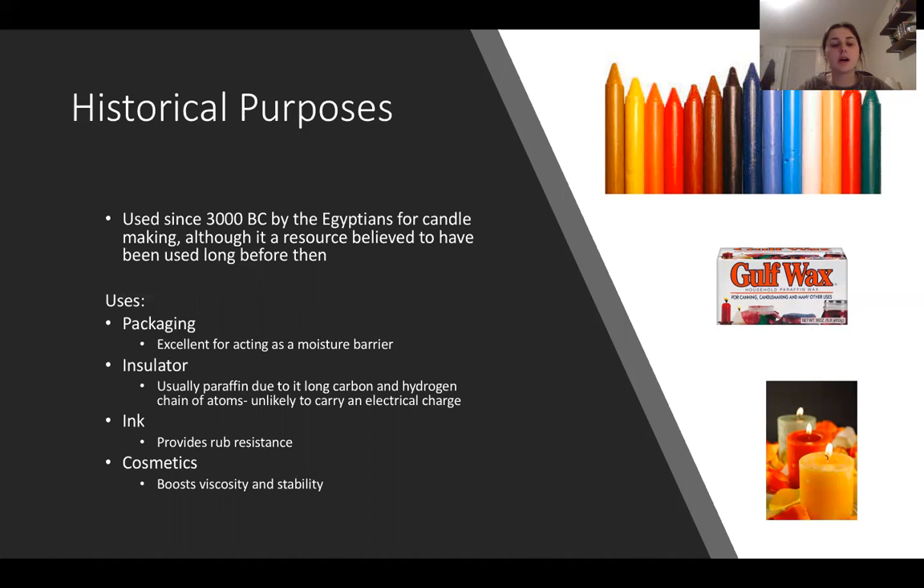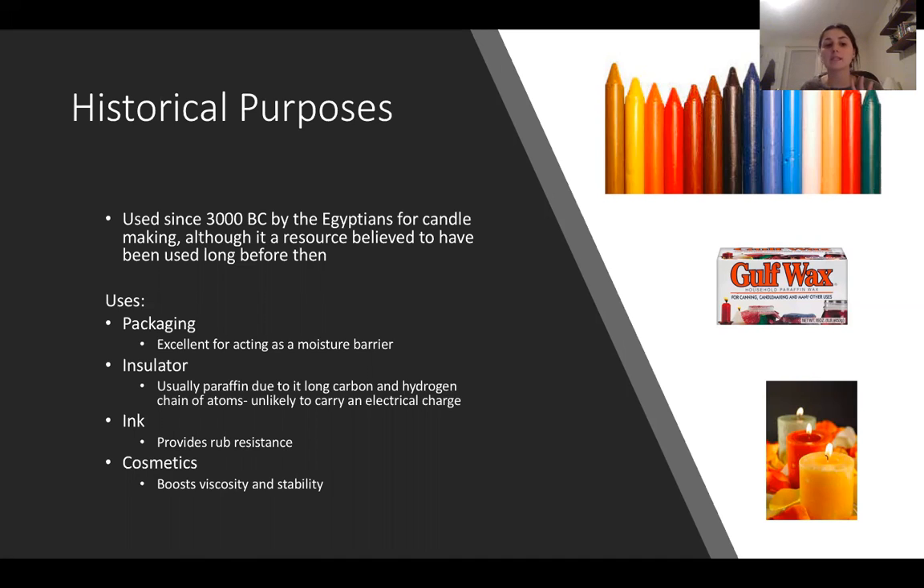But some of the unique properties of wax include how it's used for packaging. The reason why people use it for packaging is because it's excellent for acting as a moisture barrier. Since it's so water resistant, it's really helpful with keeping foods dry inside their packages.